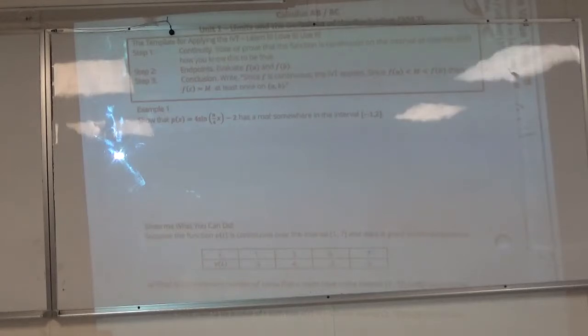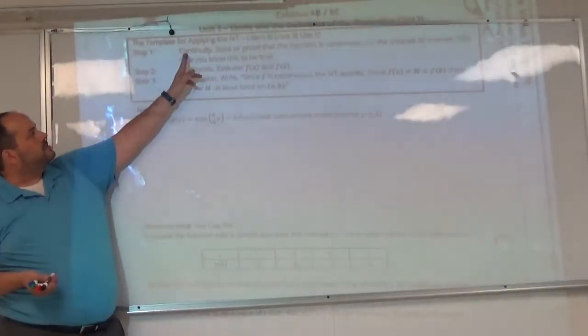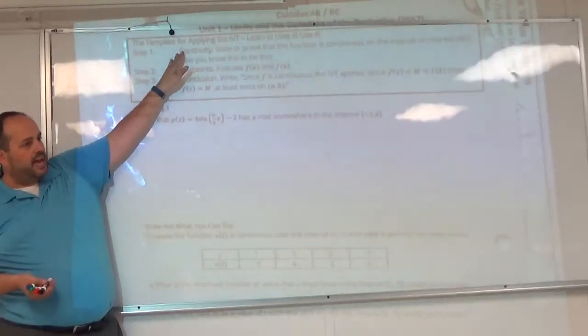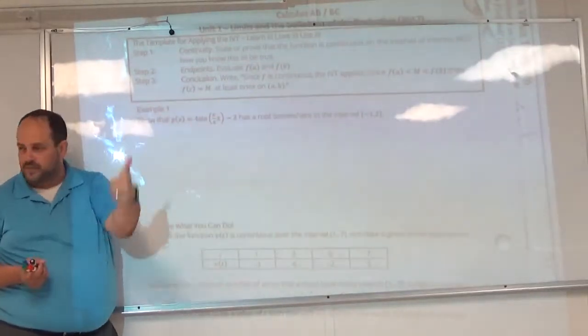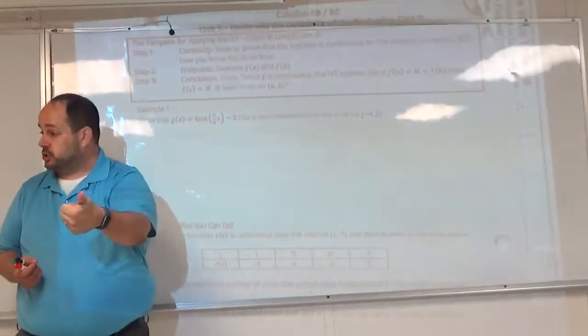The inference, and how you know this to be true. If you're going to use the IVT, Kevin, you have to convince me that the function is continuous, because the IVT is for continuous functions.